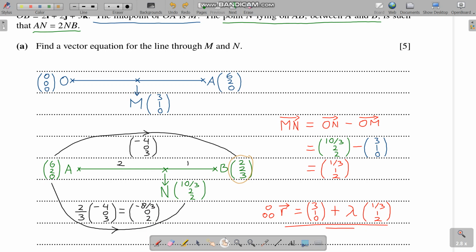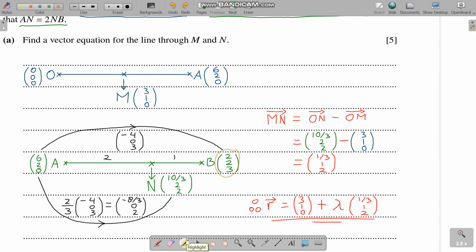The question is to find the line equation. For the line equation through M and N, we can use the point M or N, and we need the direction. For the direction, we can use MN or NM. If you are using MN, MN would be N minus M. So this minus this, and we get this vector. Or you can also use the opposite, which is minus this, for NM. That's the line equation.